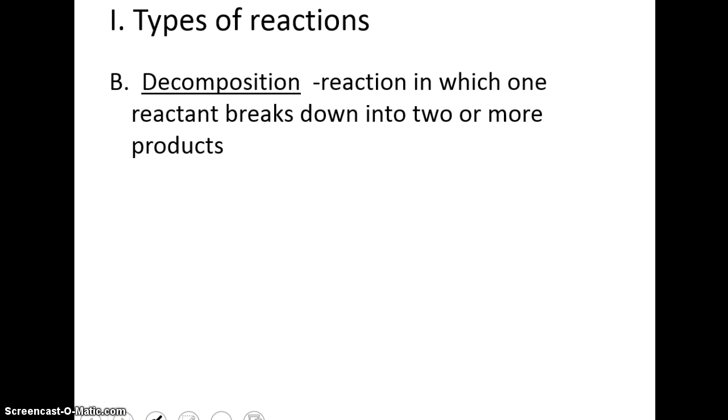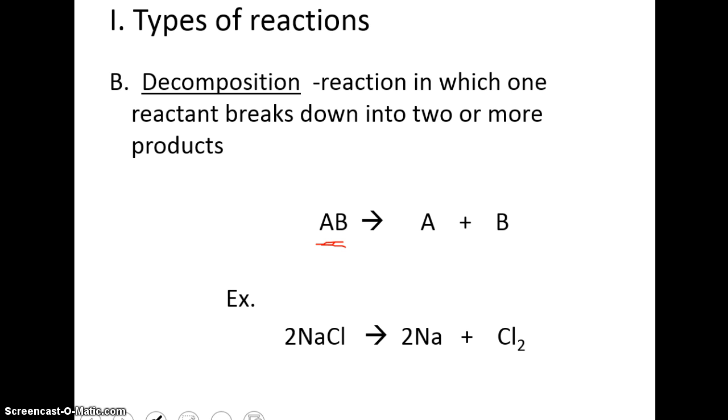The next type of reaction is decomposition, which is a reaction in which one reactant breaks down into 2 or more products. So it's the opposite of synthesis. The generic form is AB goes into A plus B. So you've got one reactant. Or NaCl breaks down into Na plus Cl2.